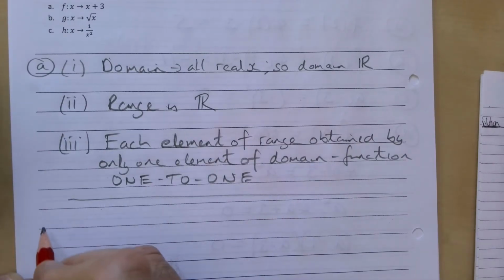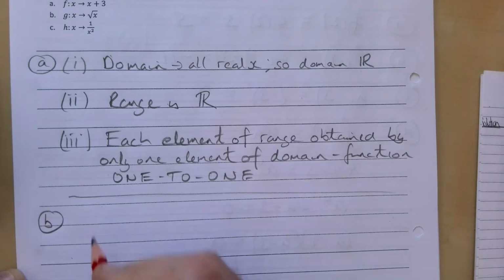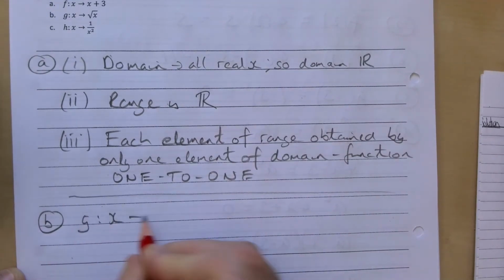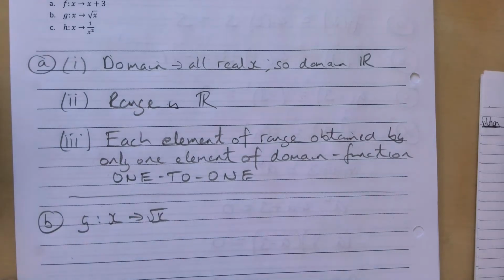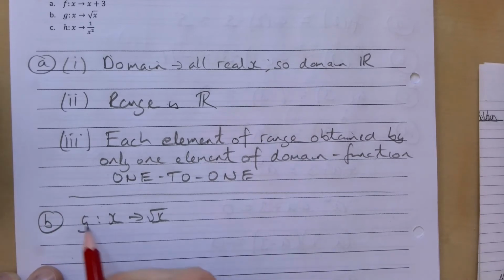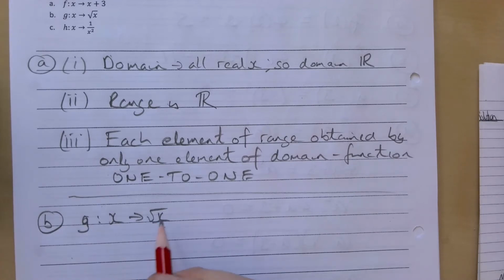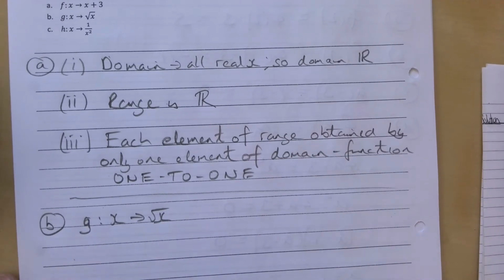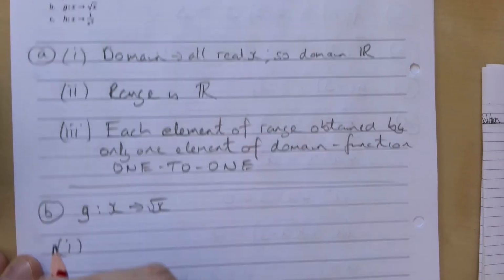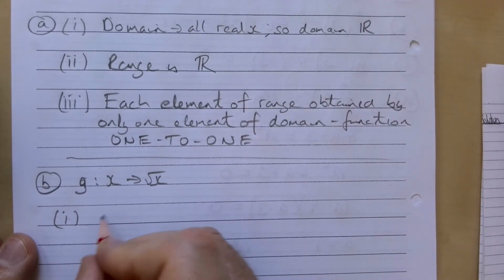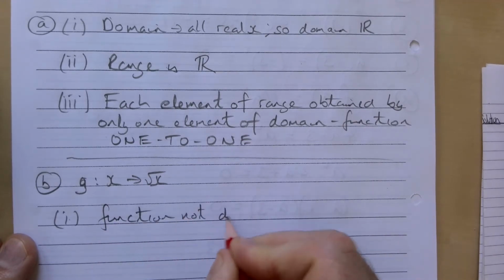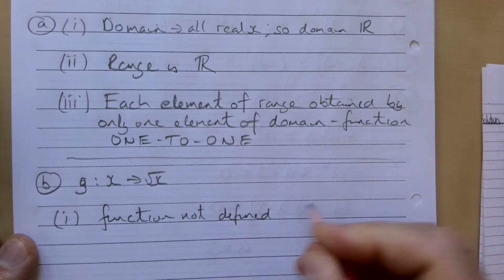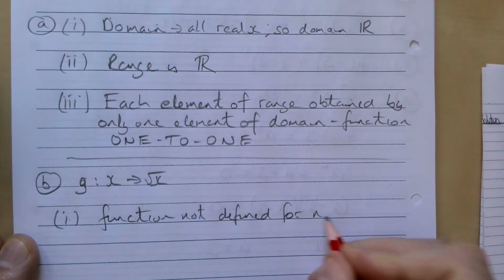Okay, let's take a look then at function B. Here you can see it's g of x taking you to the square root of x. What do we think about this one? What numbers can we put into this if you're going to be taking the square root? Well, you can't take the square root of a negative number, so we need to set this one up differently. The function is not defined for negative x.